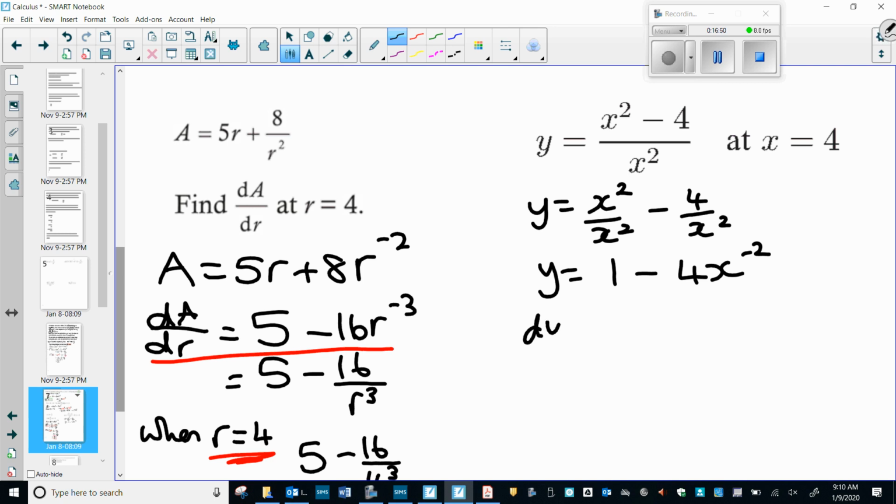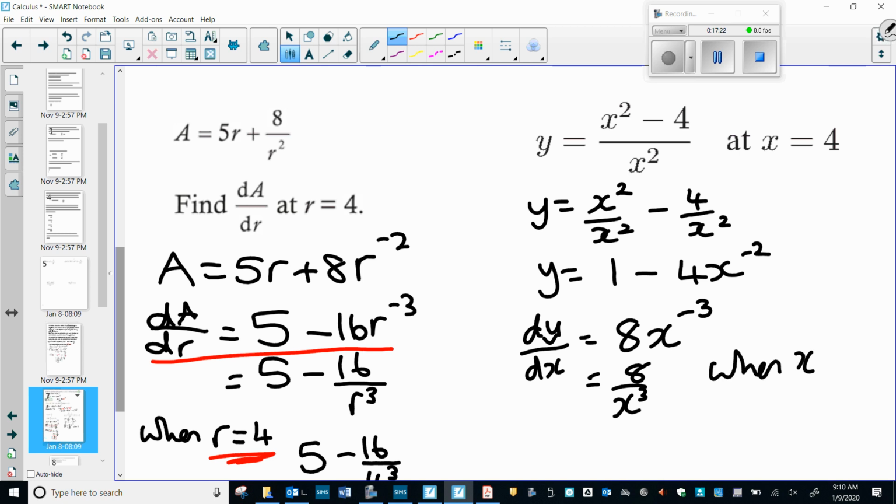Alright, so dy dx. When it's a constant number, it just goes out the window. So we've got negative 2 multiplied by negative 4. So that's positive 8x to the negative 3. So when x is 4, that's going to be 8 over 4 cubed. 8 over 64, 1 over 8.